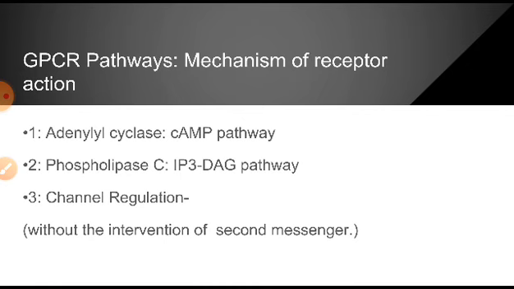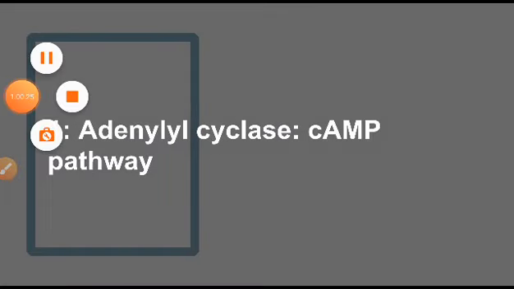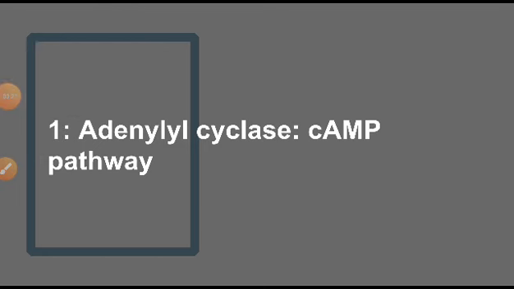By their names themselves you can understand some information. In the first one, the enzyme activated is adenylyl cyclase. In the second one, the enzyme activated is phospholipase. In the first one, the second messenger is cAMP. In the second one, the second messengers are IP3 and DAG. Now we will move on to the first one, the adenylyl cyclase and cAMP pathway.